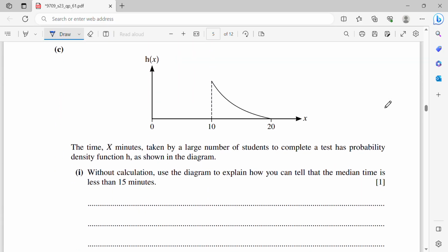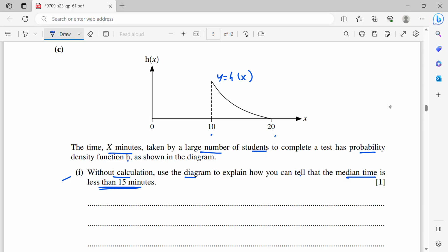Okay, now the time x minutes taken by a large number of students to complete the test has probability density function h, as shown in the diagram. First part, without calculation, use the diagram to explain how you can tell the median time is less than 15 minutes. When you look at the graph here, this is y equals h(x). The graph is defined from 10 to 20.